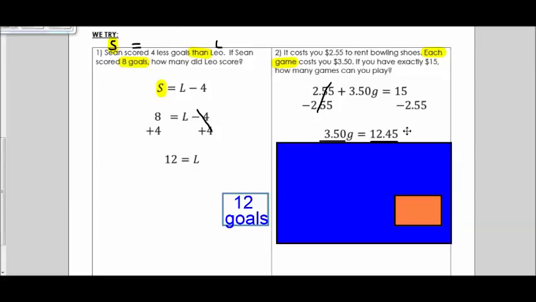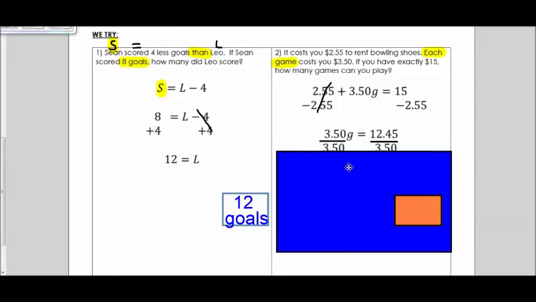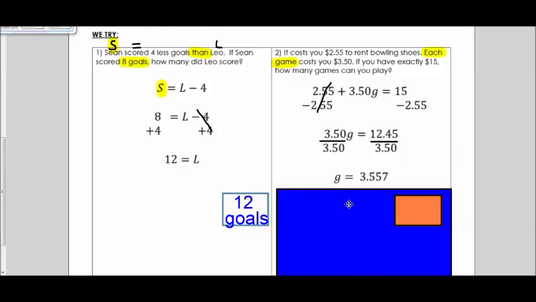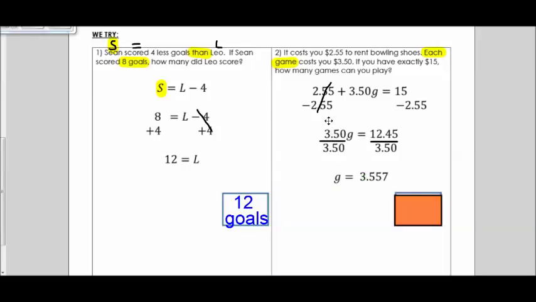But then we still have one more step, right? Because we don't have G by itself yet. $3.50 is for each game, so it's being multiplied by the games. So to undo it, we're going to have to divide on both sides by $3.50. When we do that, these $3.50 cancel out, right? And so we're left with G on that side, and then we have 3.557.